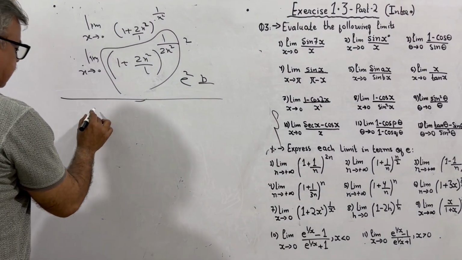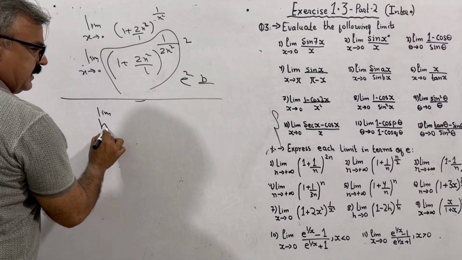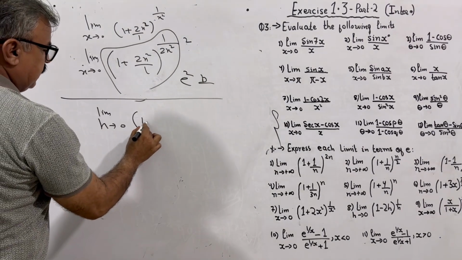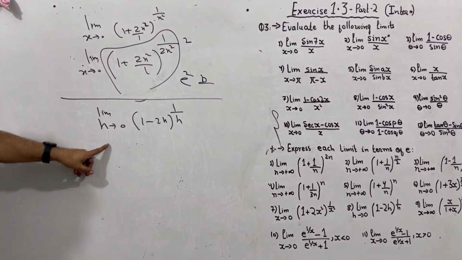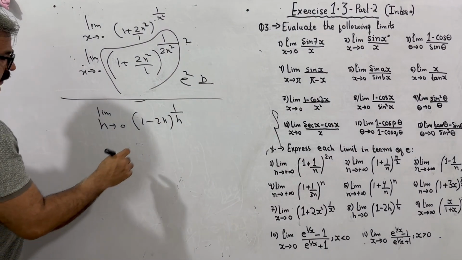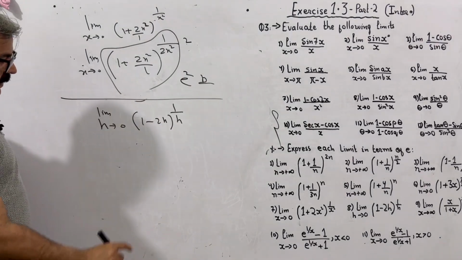Second loss, it's question number 8. Limit h tends to 0 of (1 minus 2h) raised to 1 over h. It's a simple one. In case of limit 0 or infinity, where the overall power is a variable, it fits the case for e.